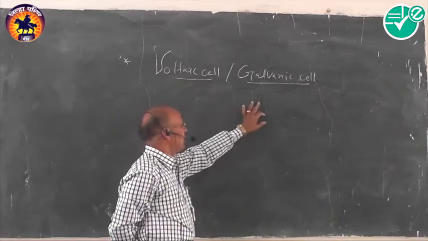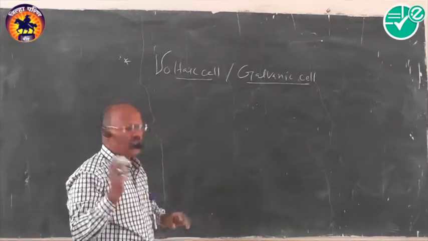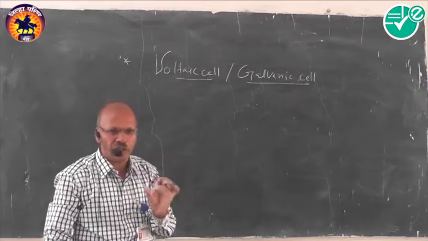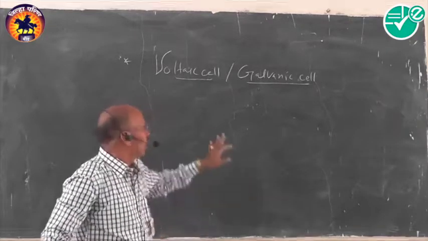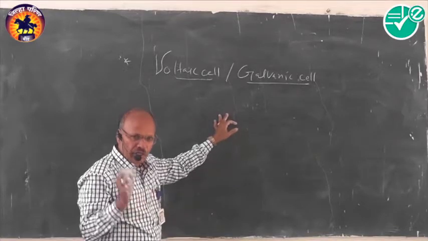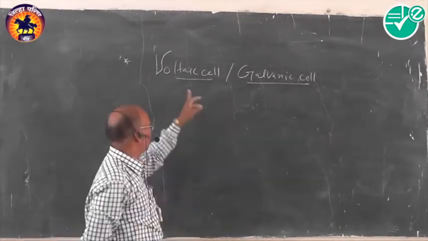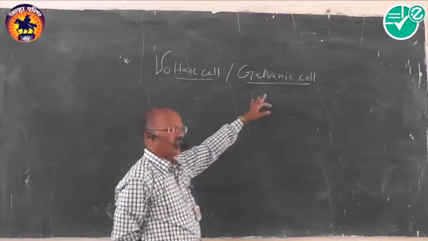What is the voltaic cell? What is the galvanic cell? Now in this particular case, we know the definition. The cell or the device which converts chemical energy into electrical energy as a result of spontaneous chemical reactions, we generally call a voltaic cell or a galvanic cell.